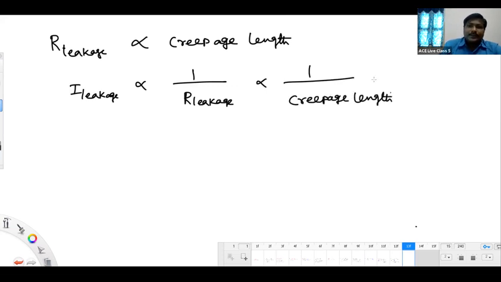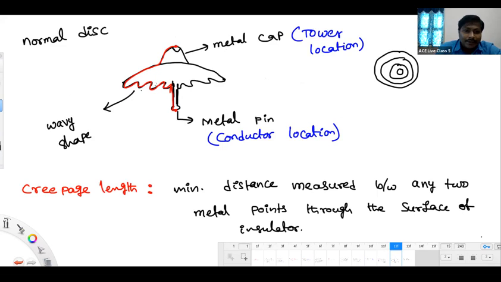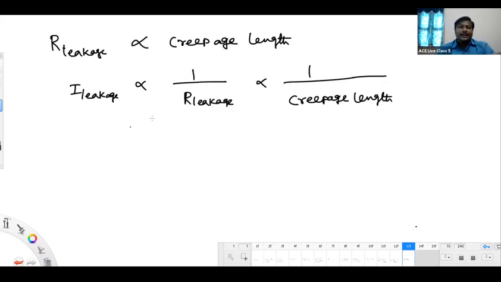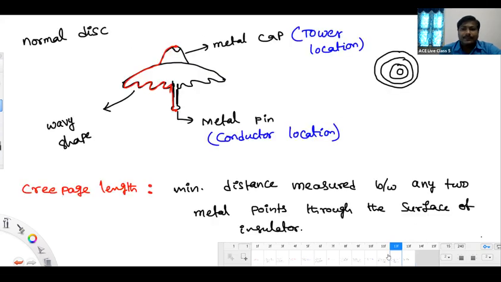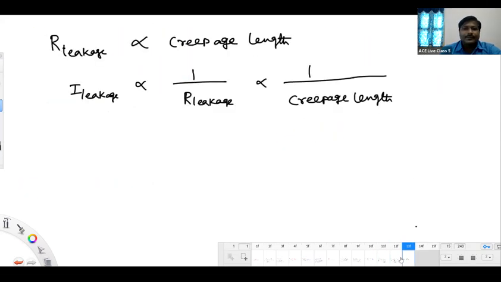Creepage length. If the creepage length is more, obviously leakage current will be less. For that purpose, we are providing this wavy shape at the bottom. Because of that wavy shape, creepage length is more. If the creepage length is more, definitely leakage resistance is more, and the leakage current will be less. I think all of you are getting it.